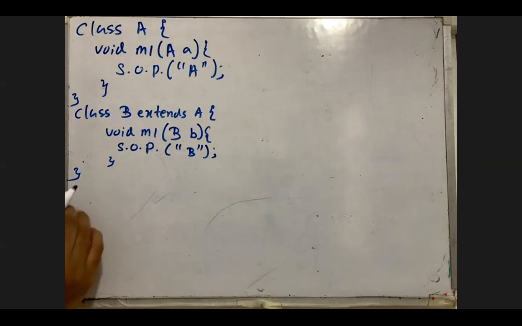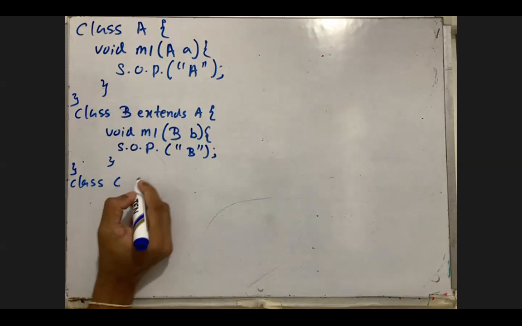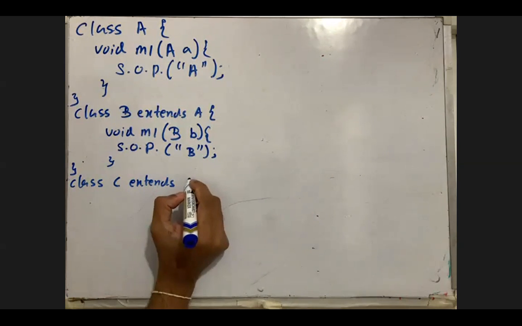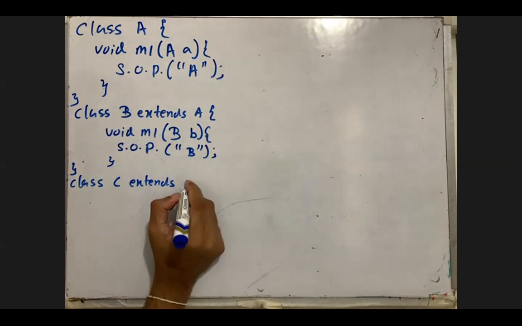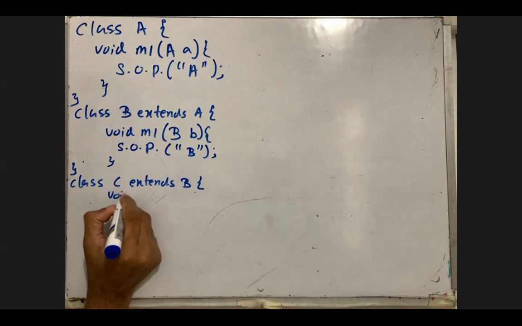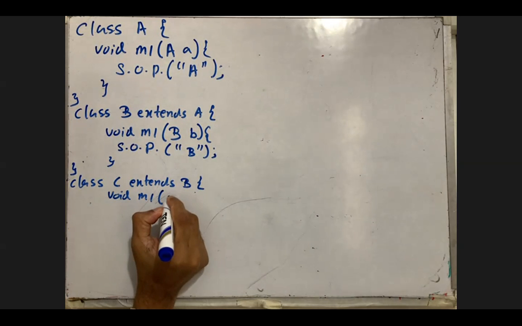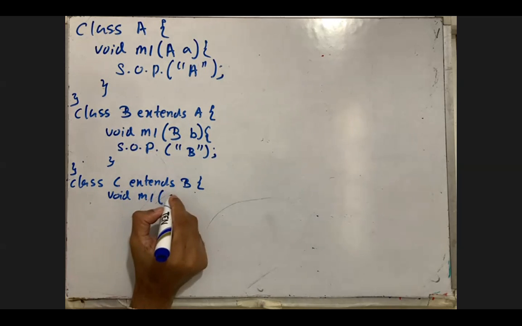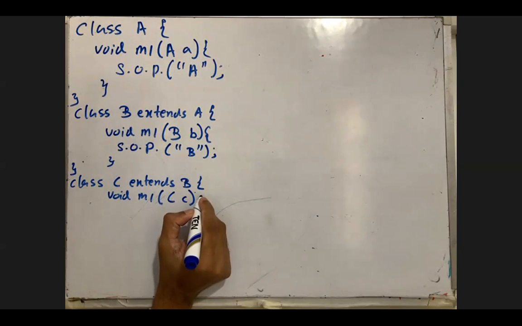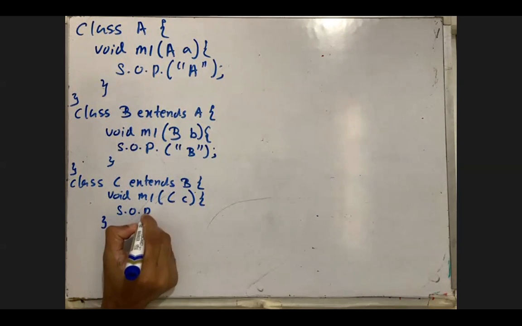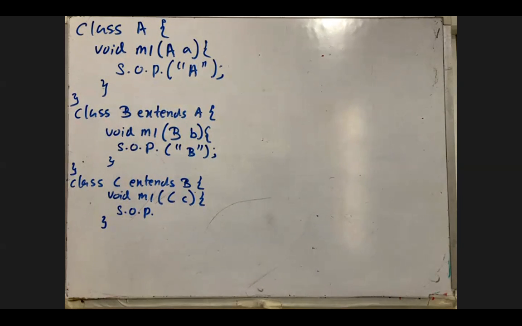And class C, class C extends B, void M1. Here it takes C. And here System.out.println C.